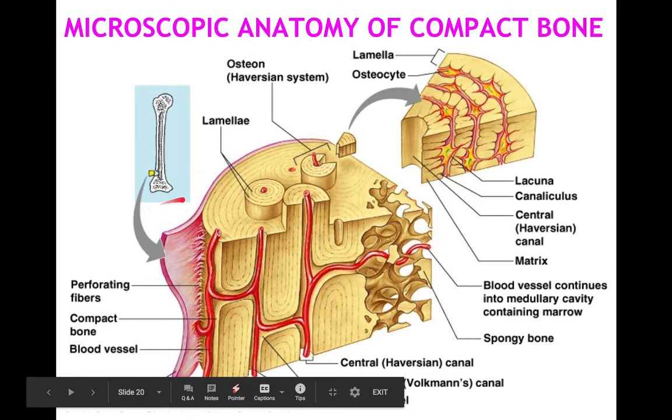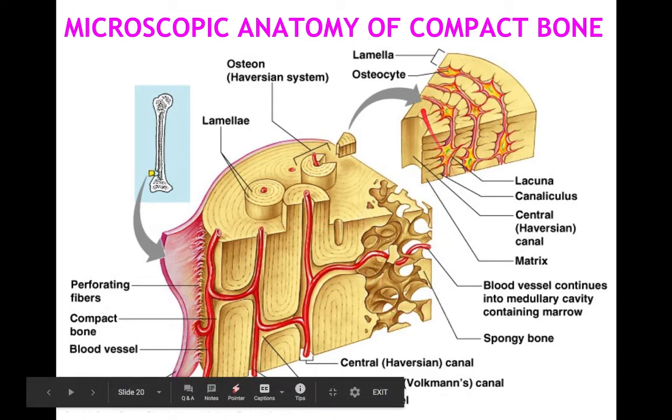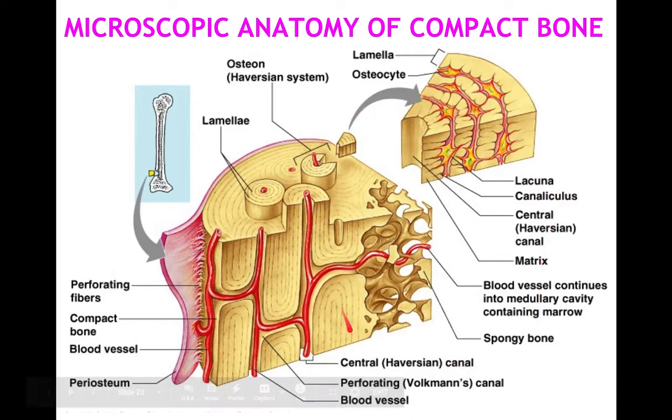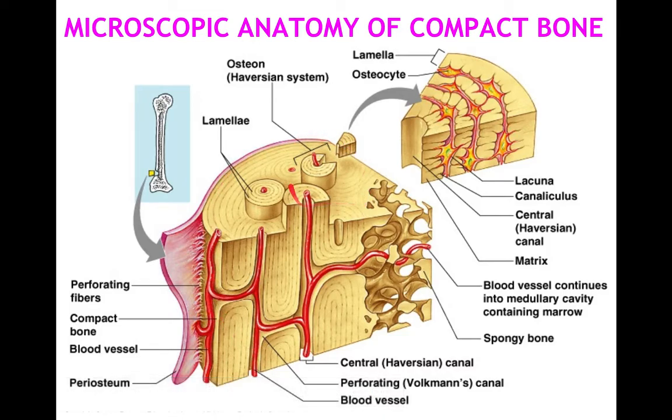So you can see over here is the periosteum with the perforating fibers. Over here is a little bit of spongy bone, and then eventually you'd hit the medullary cavity. But this part here, the compact bone, we're going to identify what its structure is made of.